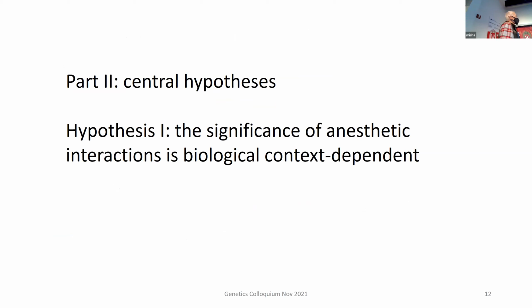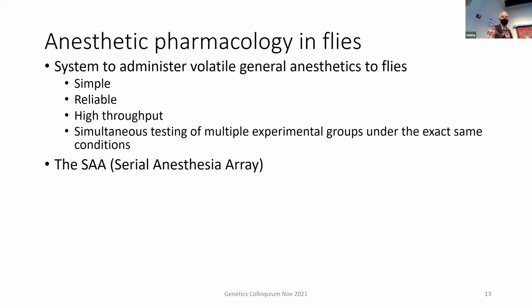So now part 2 of my talk, and that is the central hypothesis. The first hypothesis is that the significance of anesthetic interactions is biological context dependent. It means that what the anesthetics are going to do to whatever molecules they interact with, and how this is going to be reflected in some kind of phenotype, will depend on the state of the biological system at the time when the interaction between anesthetic and the brain takes place.